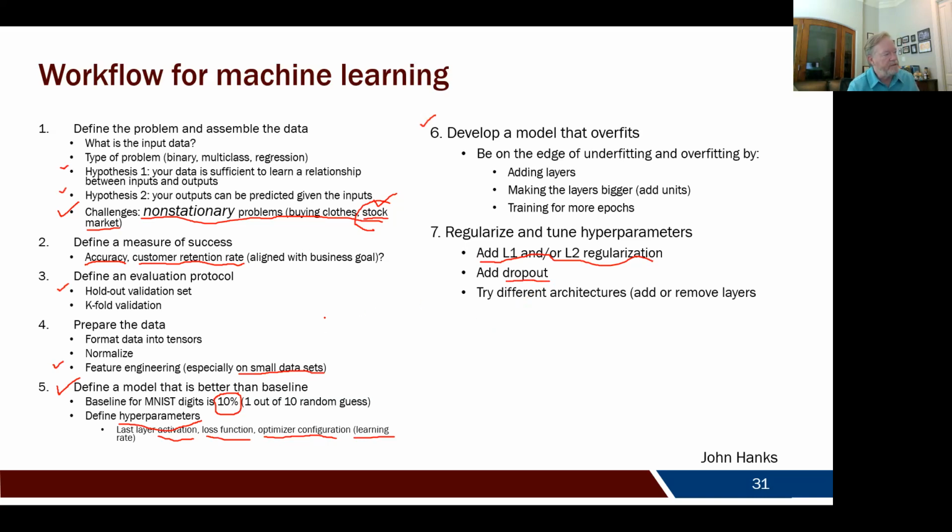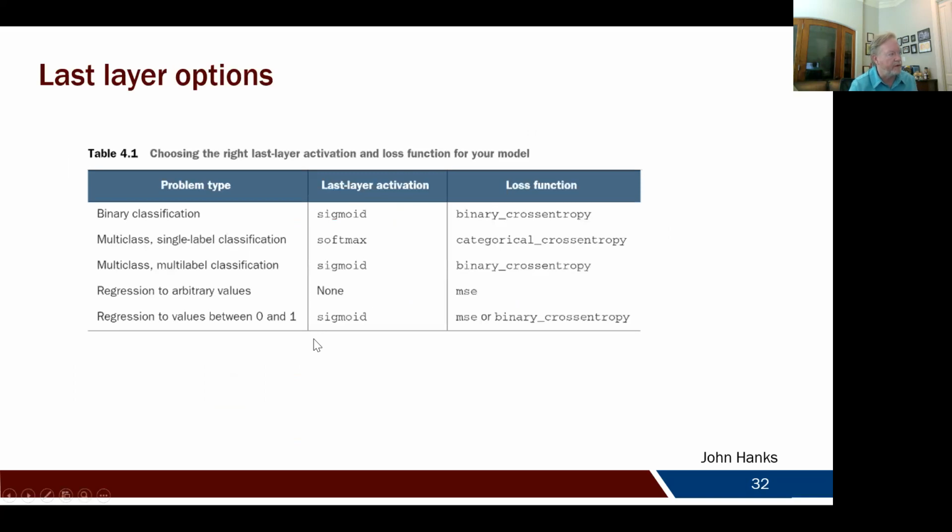Okay, I did want to point out a couple of other things to you guys: the last layer options. We're going to cover these in the reading in chapter 4, but we've been talking about binary and multi-class observations. We've been using the softmax output as the last layer. We've been using these loss functions. Okay, those are all good.